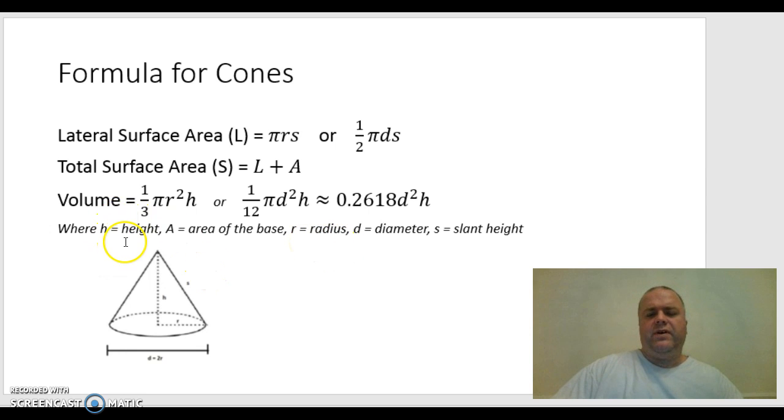And then we also have the volume, and we have a couple of different formulas here. You can do 1/3 pi times the radius squared times height, or you can convert that to a diameter formula, and you also have a decimal approximation, which will give you to within about 4 decimal places of the correct answer.